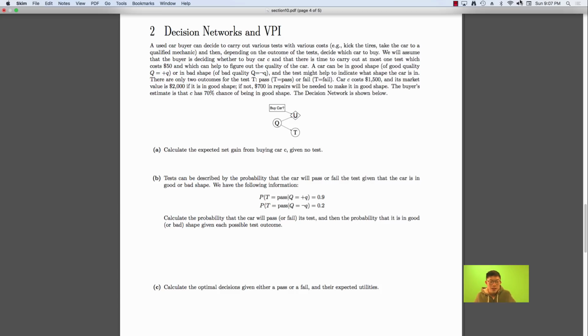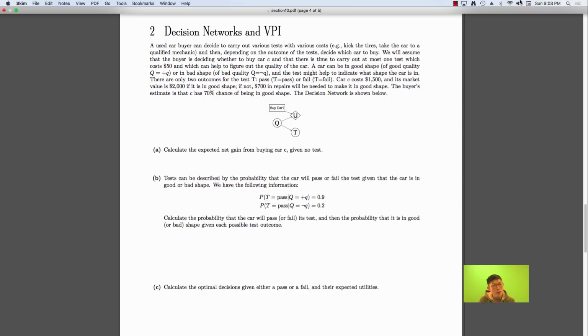So let's talk about value of perfect information and decision networks. So let's cover some basics. So in a decision network, we have chance nodes, utility nodes, and action nodes.